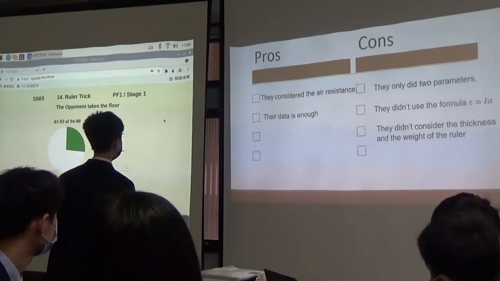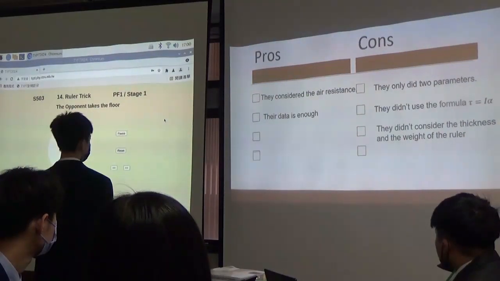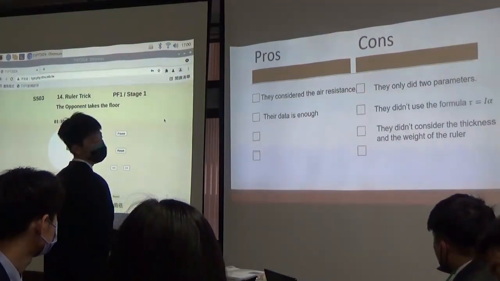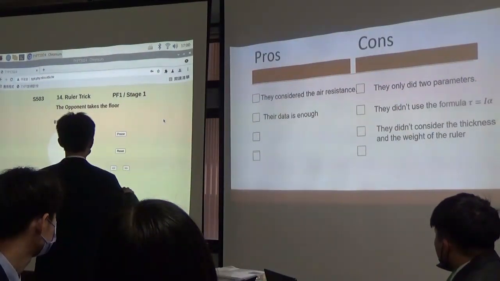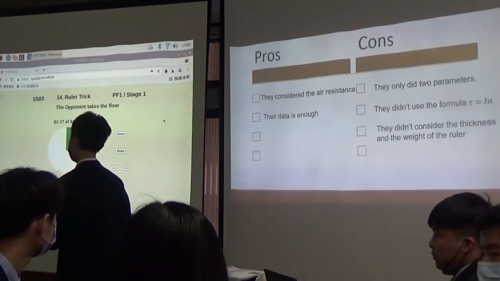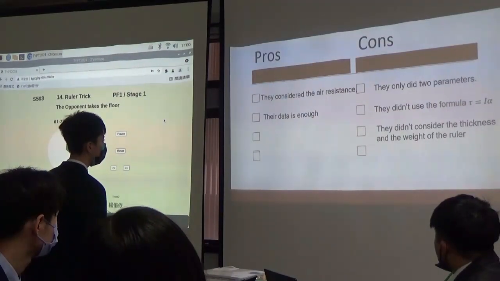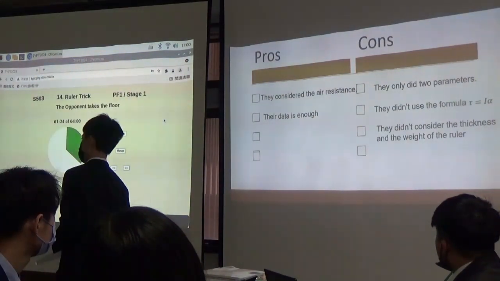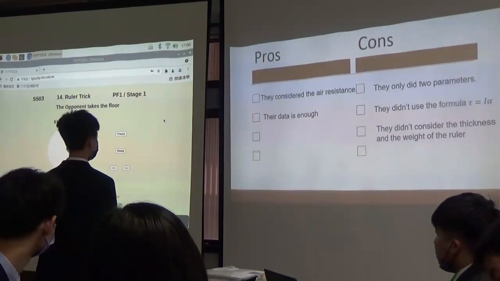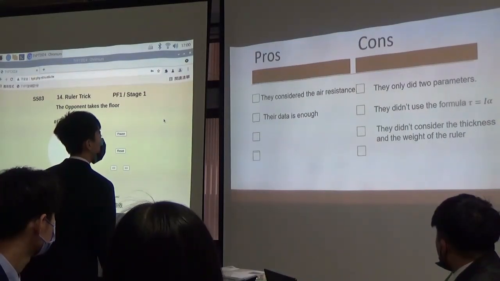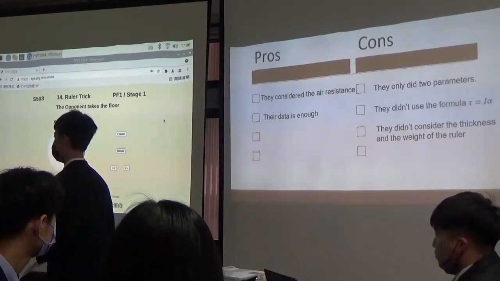Okay, these are some pros and cons. First, for pros, they consider that it is not air resistance but the pressure difference, and second, their data is quite enough. The cons are they only did 2 parameters, and they just used the balance of the torque, not tau equal to I alpha. Third, they didn't consider the thickness and the weight of the ruler.